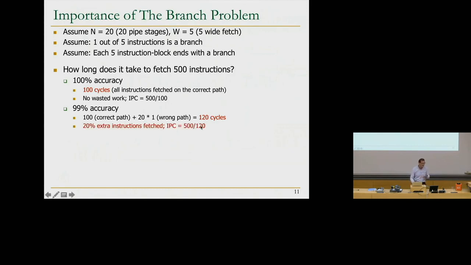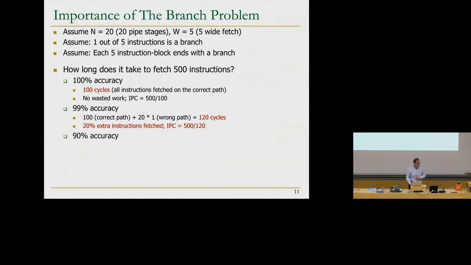IPC is therefore 500 divided by 120, which is not terrible. It's close to 4 now, right? It's not 5. But you also fetch 20% extra instructions. So assuming that this correlates with the energy you consume, you increase your energy consumption by 20%. Okay, let's go down to 90% accuracy.